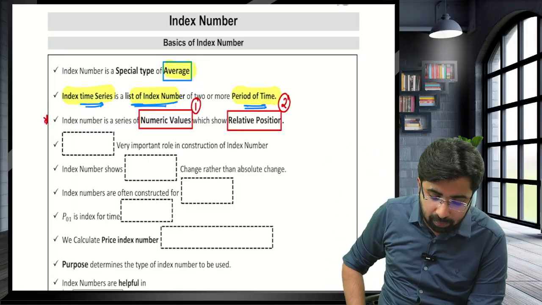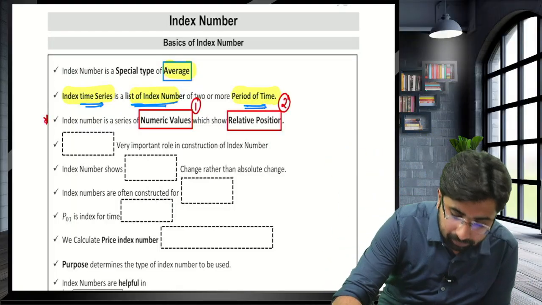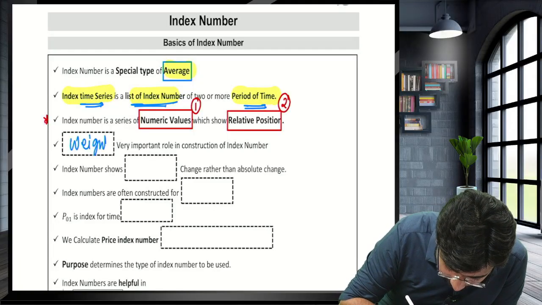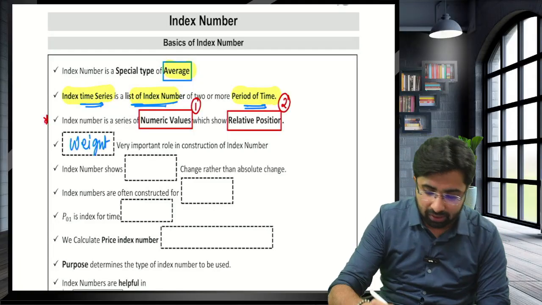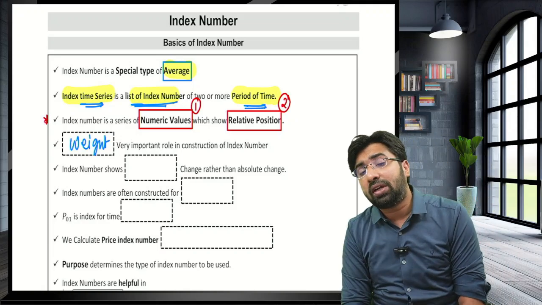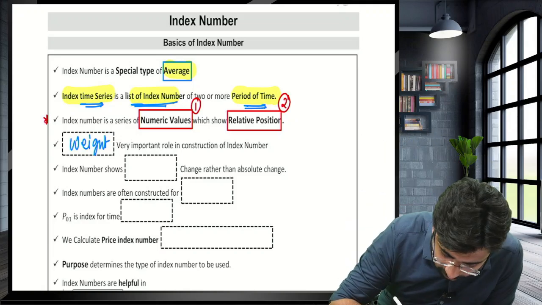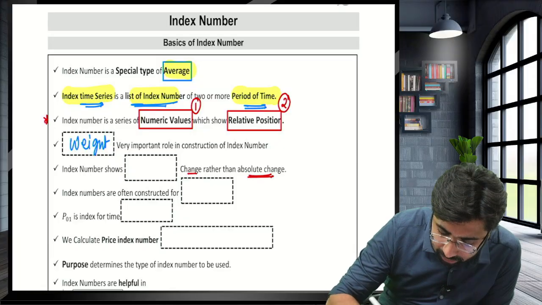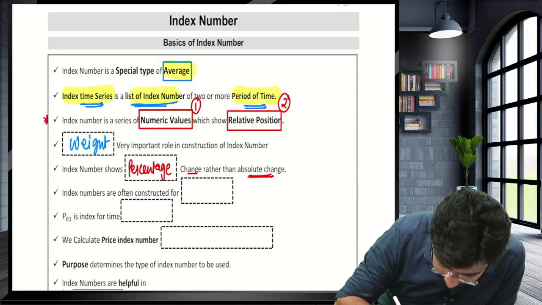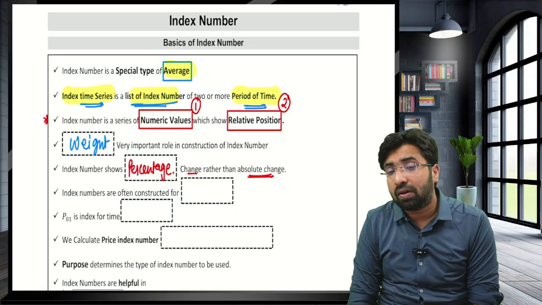Guys, weight plays a very important role. Right now, guys, weight plays a very important role in index numbers. Index numbers are always calculated in percentage. So guys, index numbers show percentage change rather than absolute change. Guys, we calculate the outcome in terms of percentage.